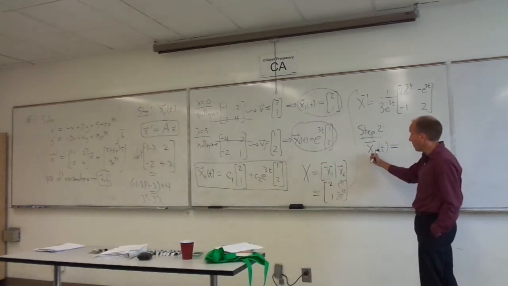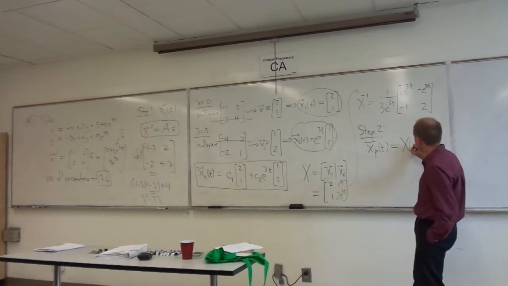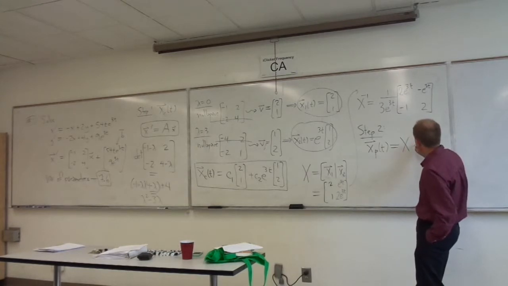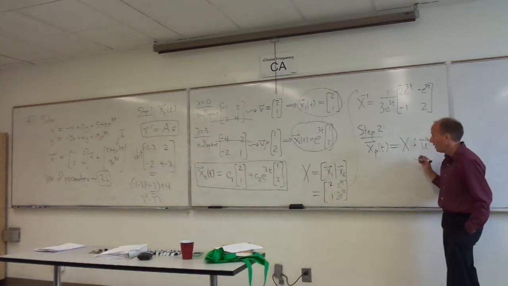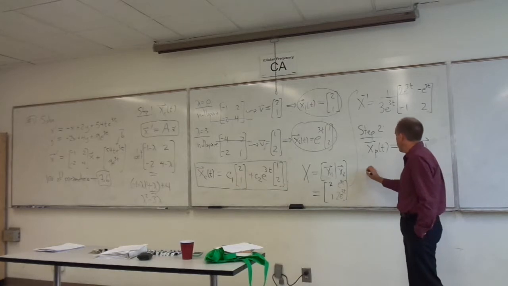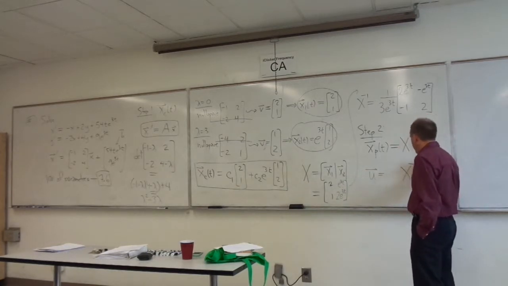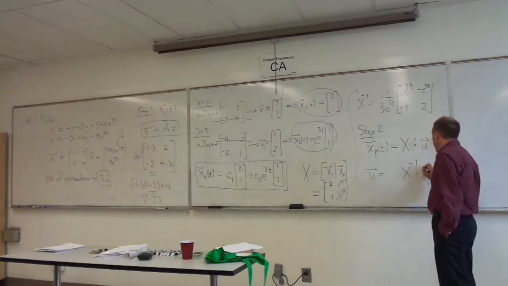you have to remember the choice for the particular solution is going to look like this. Capital X times U. I don't need to put the T there. So it's just capital X times U. And you have to remember the formula for U. Basically, you have to take the inverse of X, multiply it by the B vector.